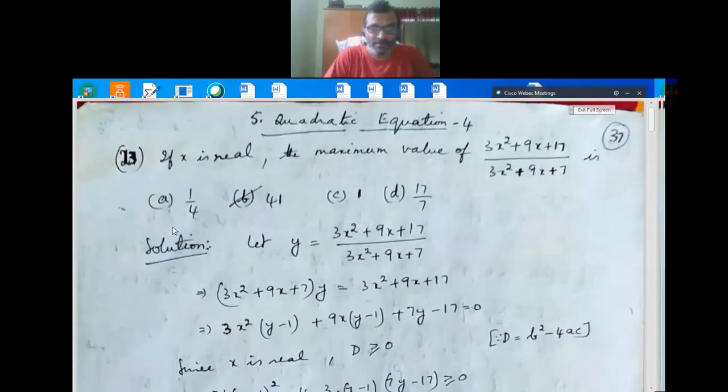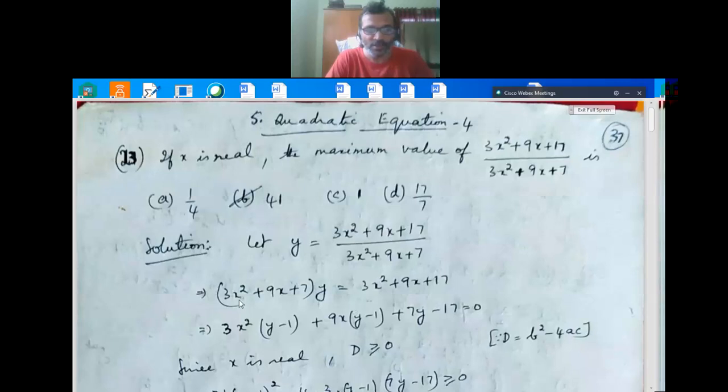So once again I will explain it a little bit quicker. If x is real, the maximum value of (3x² + 9x + 17)/(3x² + 9x + 7) is: a) 1/4, b) 41, c) 1, d) 17/7. So the equation is y = (3x² + 9x + 17)/(3x² + 9x + 7). By cross multiplying here, (3x² + 9x + 7)y = 3x² + 9x + 17.